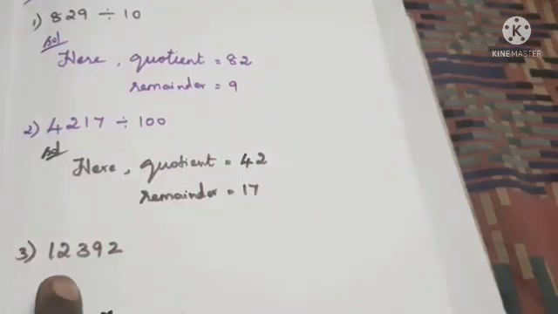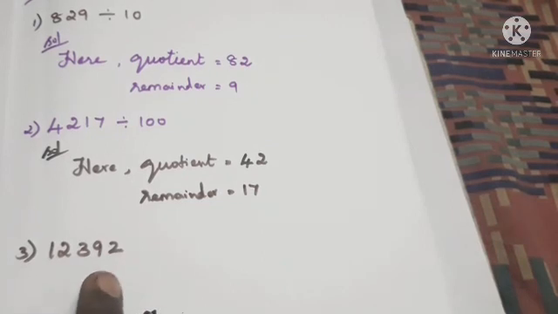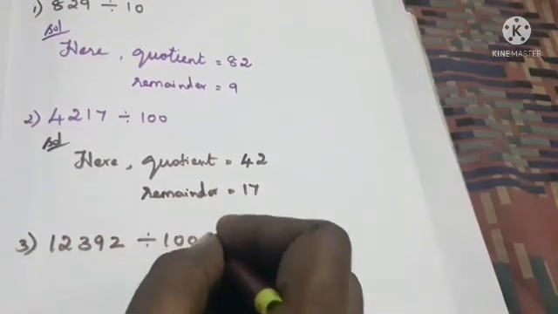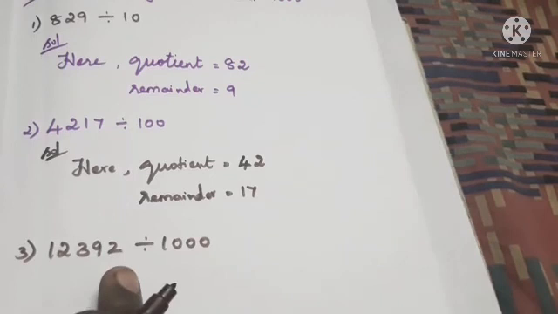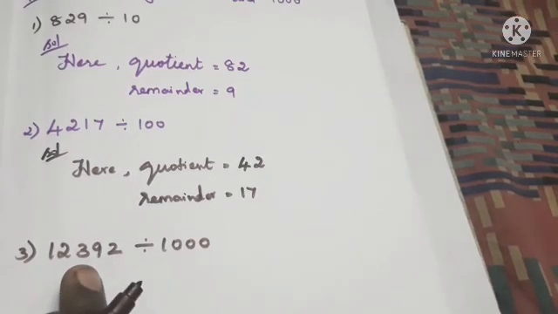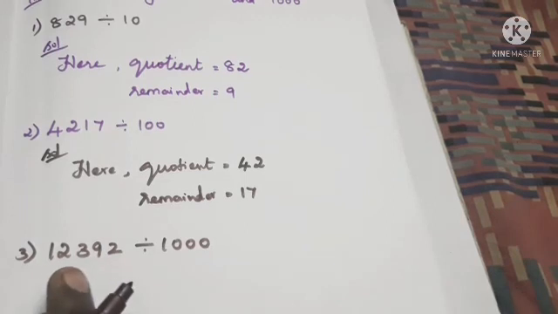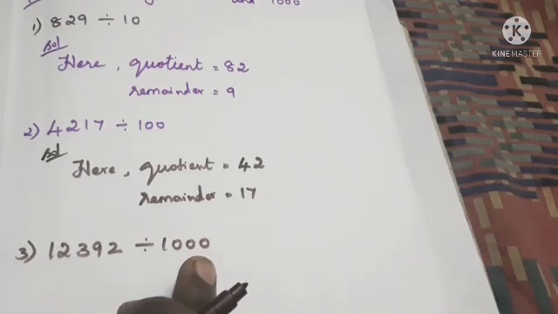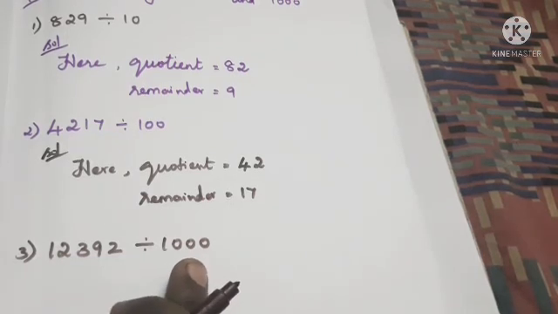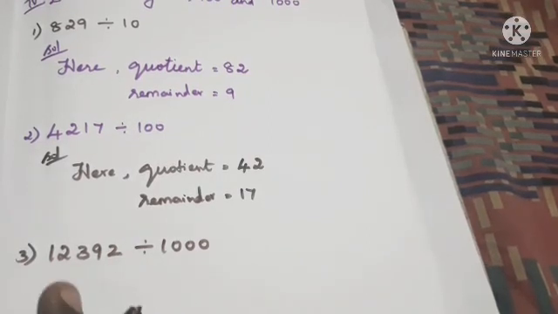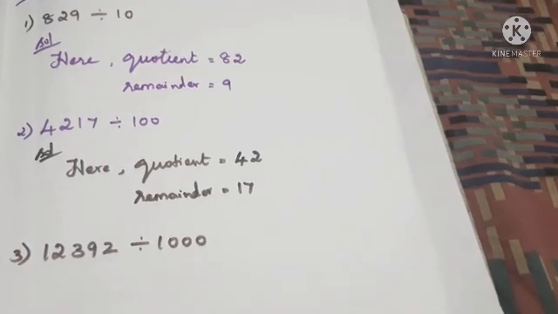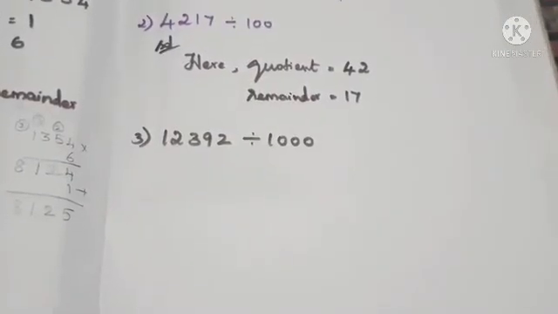Third problem: here we are going to divide 12,392 by 1000. We know that in 1000 how many zeros are there? 3 zeros. So the ones, tens and hundreds place values we write as the remainder value and the remaining values we take as the quotient. According to the zeros in this divisor we have to count. Here 3 zeros are there, so the ones, tens, hundreds places we take as the remainder and the remaining values in the dividend we write as the quotient.